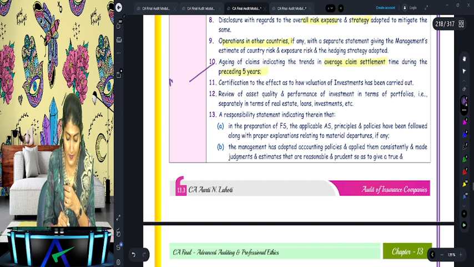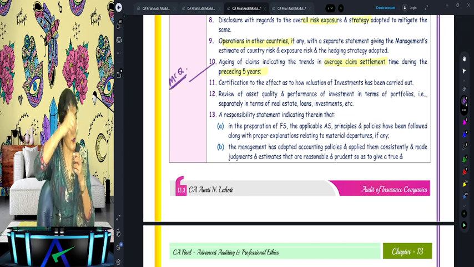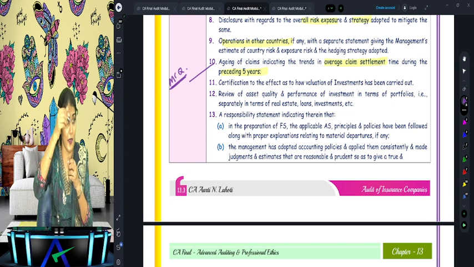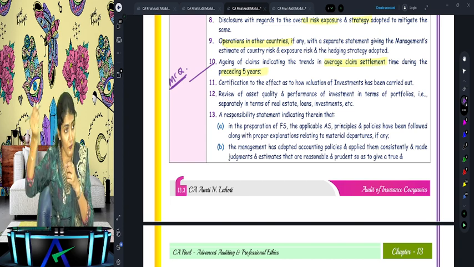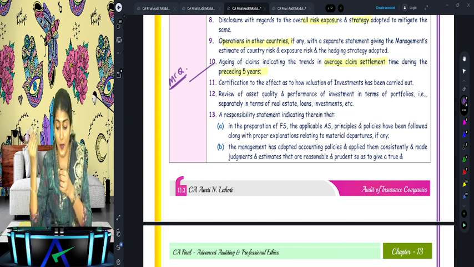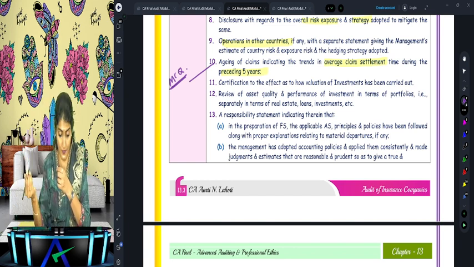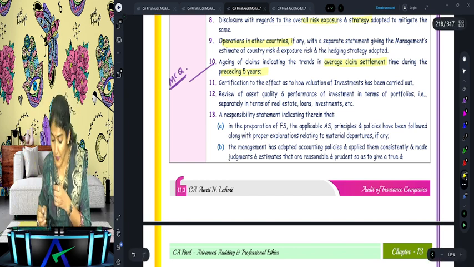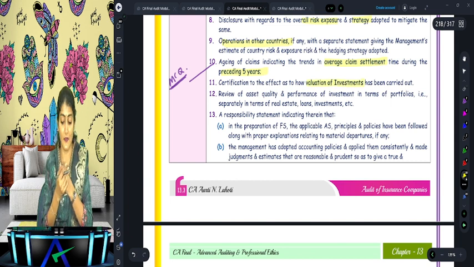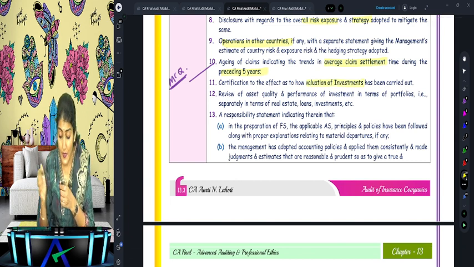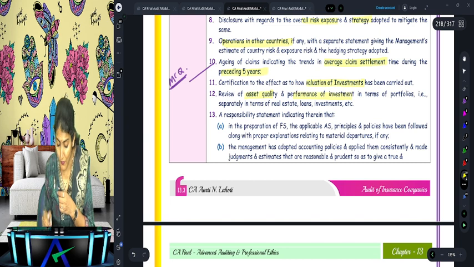So can they ask this as an MCQ in the exam? Right, that in the contents of the management report, the average claim settlement is required to be given for last year or for financial year or for last 3 years or for last 5 years. Right, so it is required to be given for the preceding 5 years. Right, then certification to the effect of how the valuation of investments has been carried out. Then review of the asset quality and the performance of the investment.